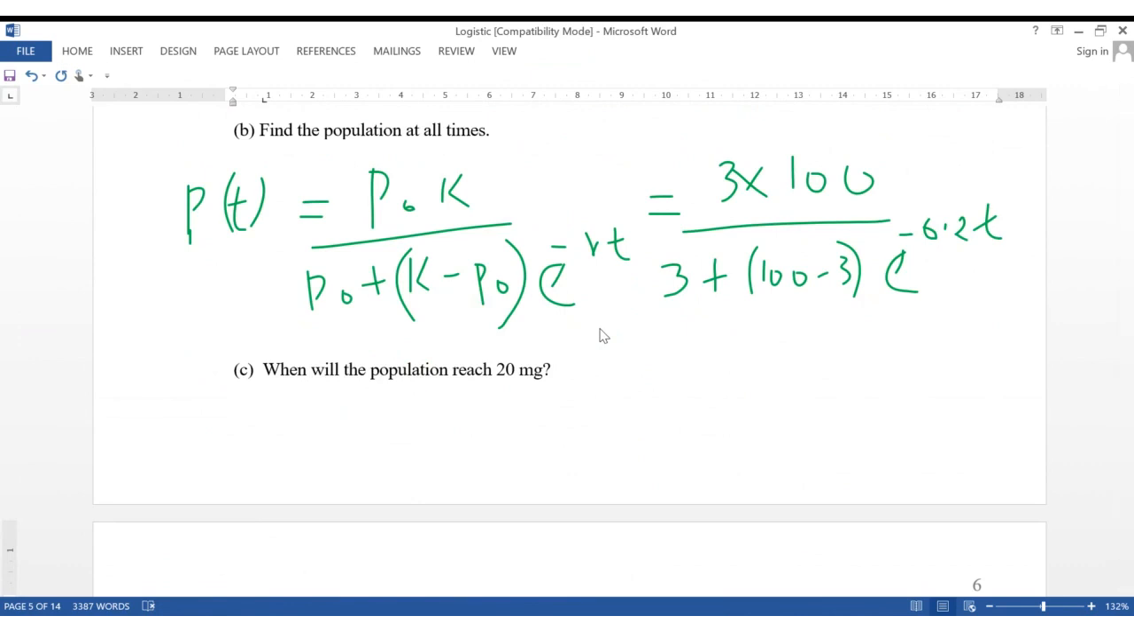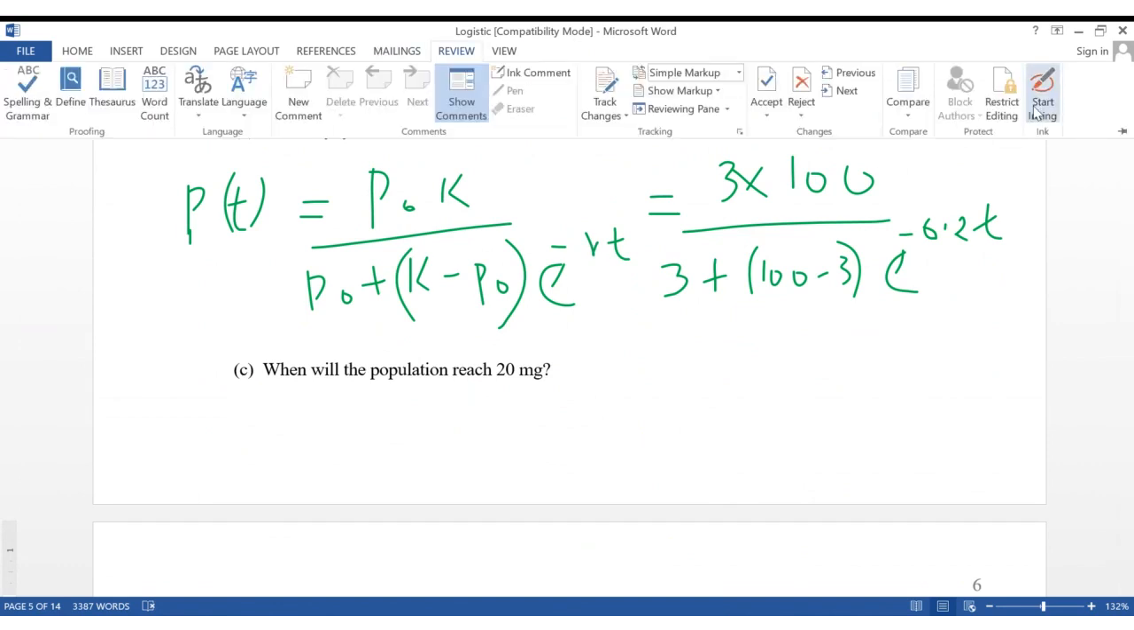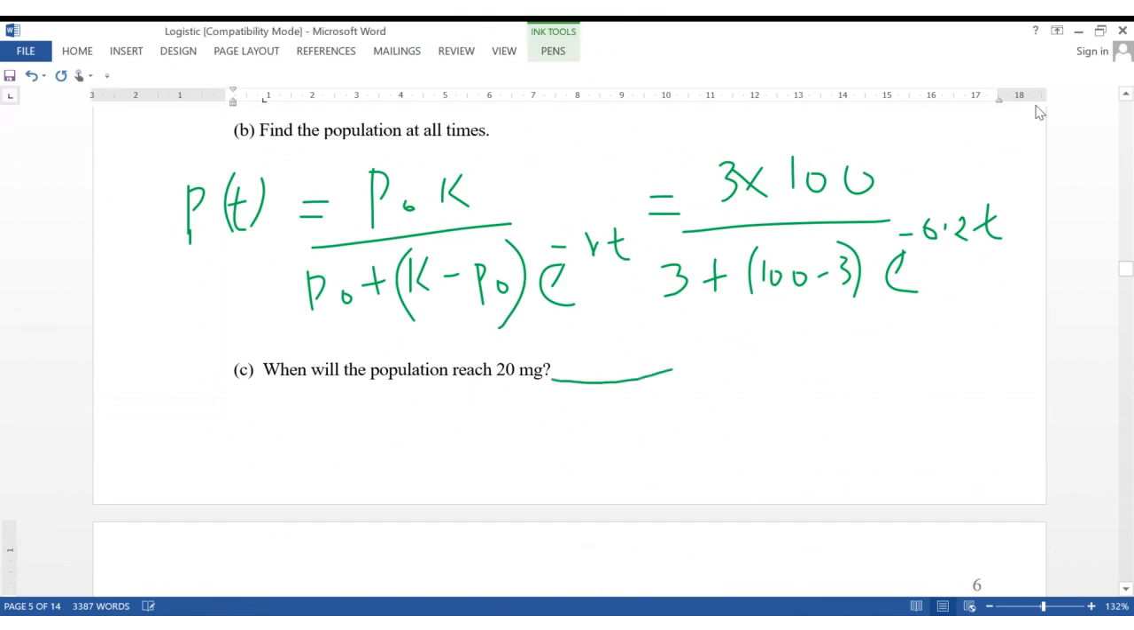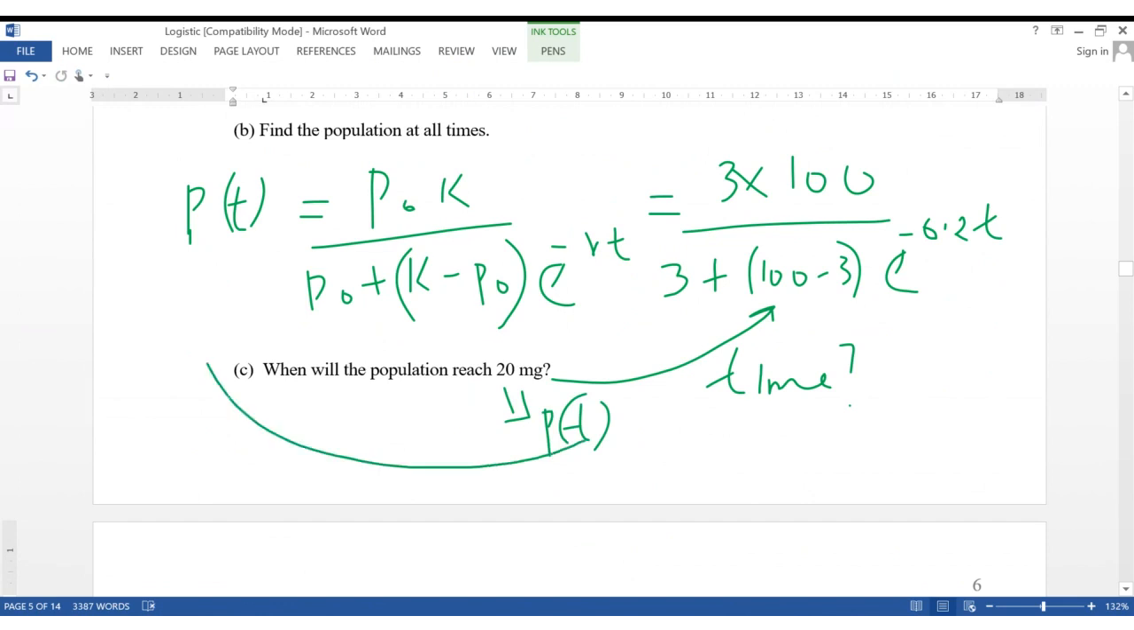And the only equation that will give you the population is the one that we have formed here. The other one was for the differential equation. So we shall use that one. They are asking when will the population reach 20 milligrams? So they are asking for the time when the population will reach that. What we have been given as 20 milligrams is our P(t). So we replace it there, and then we solve for the value of t.